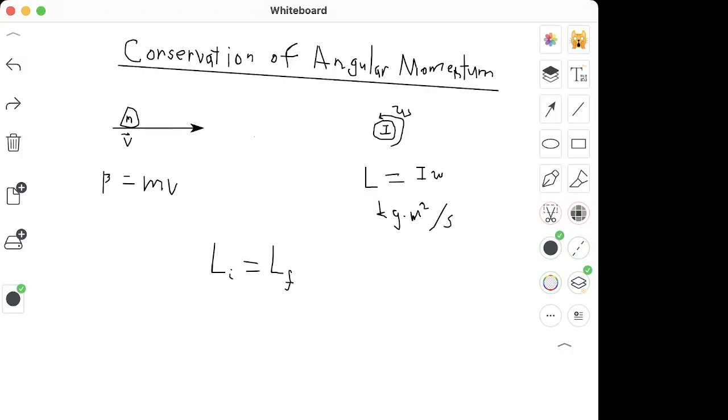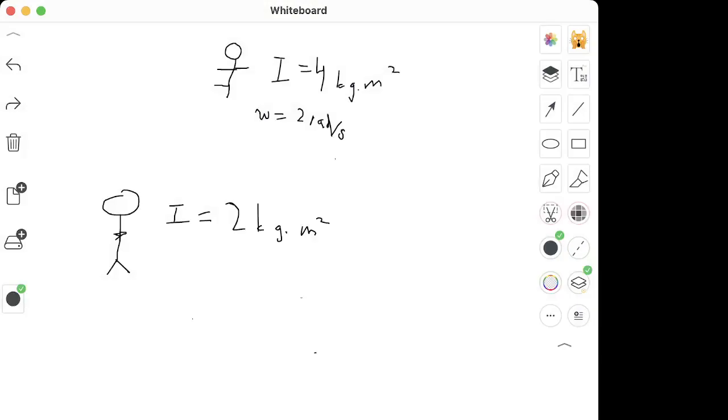So then let's move on to a basic example of angular momentum. This is a very common example many people use: a ballet dancer twirling. I know it's not the best drawing, but I try my best. Since the ballet dancer has her arms out, she has a higher moment of inertia. She's twirling, and she has a moment of inertia of 4 kilograms meters squared, and she's currently moving at 2 radians per second.